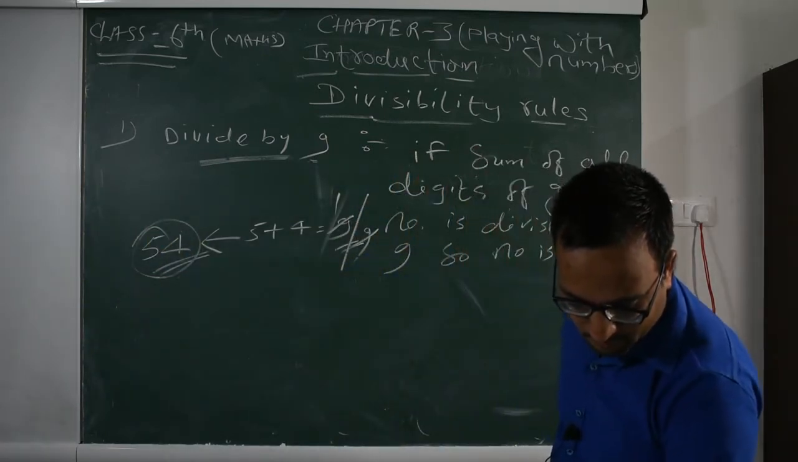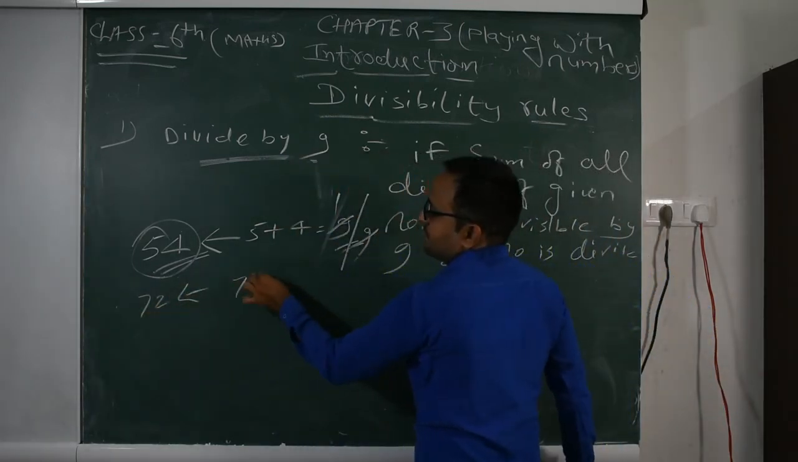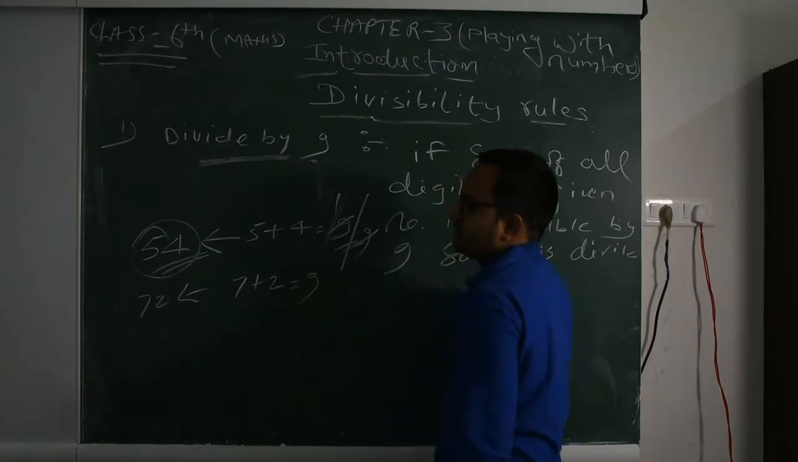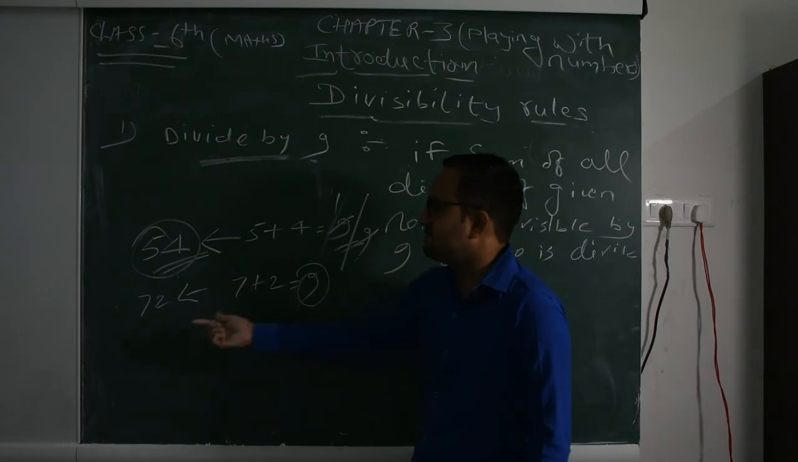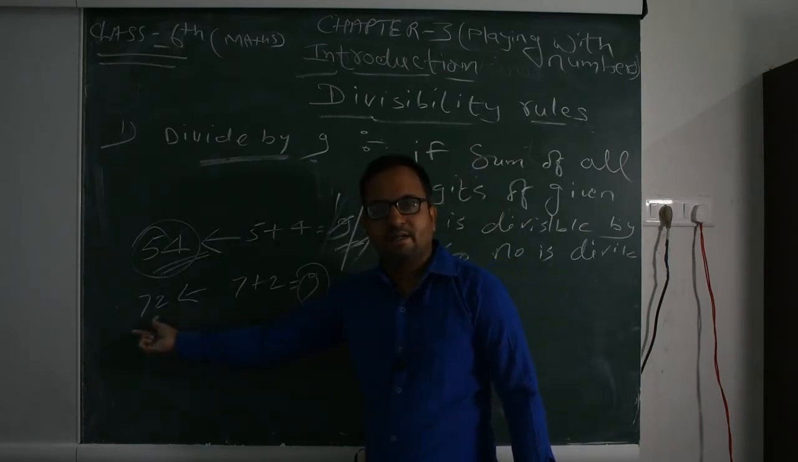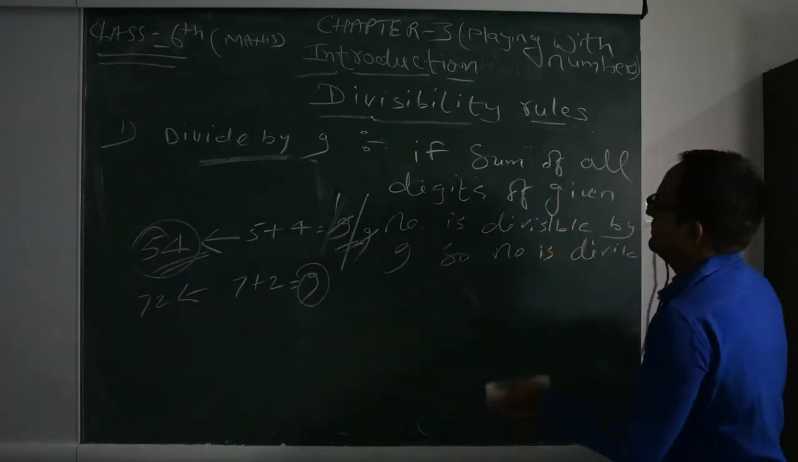Now we take 72. So we add 7 plus 2. 7 plus 2 is 9 and 9 is divisible by 9. So 72 is also divisible by 9. So this is the divisibility rule of 9.